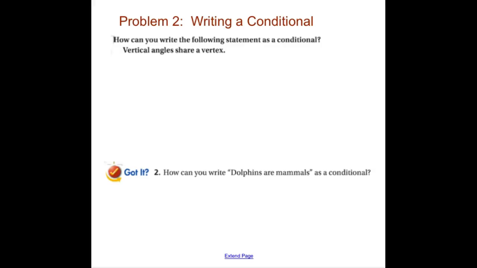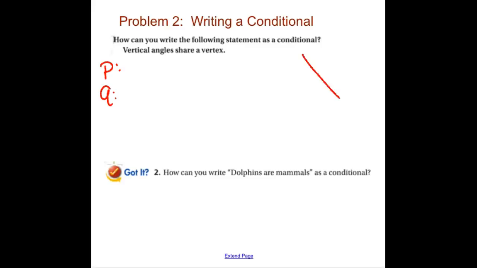Let's move on. Okay, so now we have to be able to write a conditional. It says, how can you write the following statement as a conditional? Vertical angles share a vertex. So we need to identify what is the hypothesis and what is the conclusion to start with. You want to think about what classification up there is larger, has a larger number of options in it. Are there more angles that are vertical angles or more angles that share a vertex?